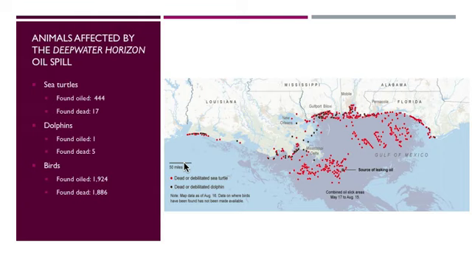The amount of birds found with oil was 1,924. The amount found dead was 1,886. And on the map, you can see that the red dots are dead or debilitated sea turtles, and the black dots are dead or debilitated dolphins. There is a higher concentration of red dots closer to the source of leaking oil and on the coasts.